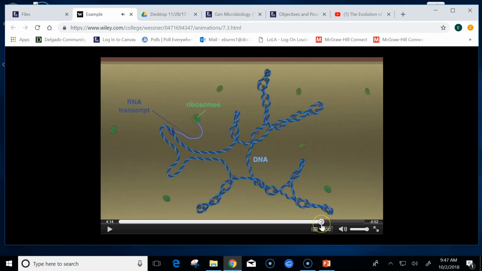Let's see if I can get it at the right spot. Right about there. DNA and ribosomes. Pause, Erica, pause. That's good. Okay, so this is the DNA, right? So it's double-stranded, right?